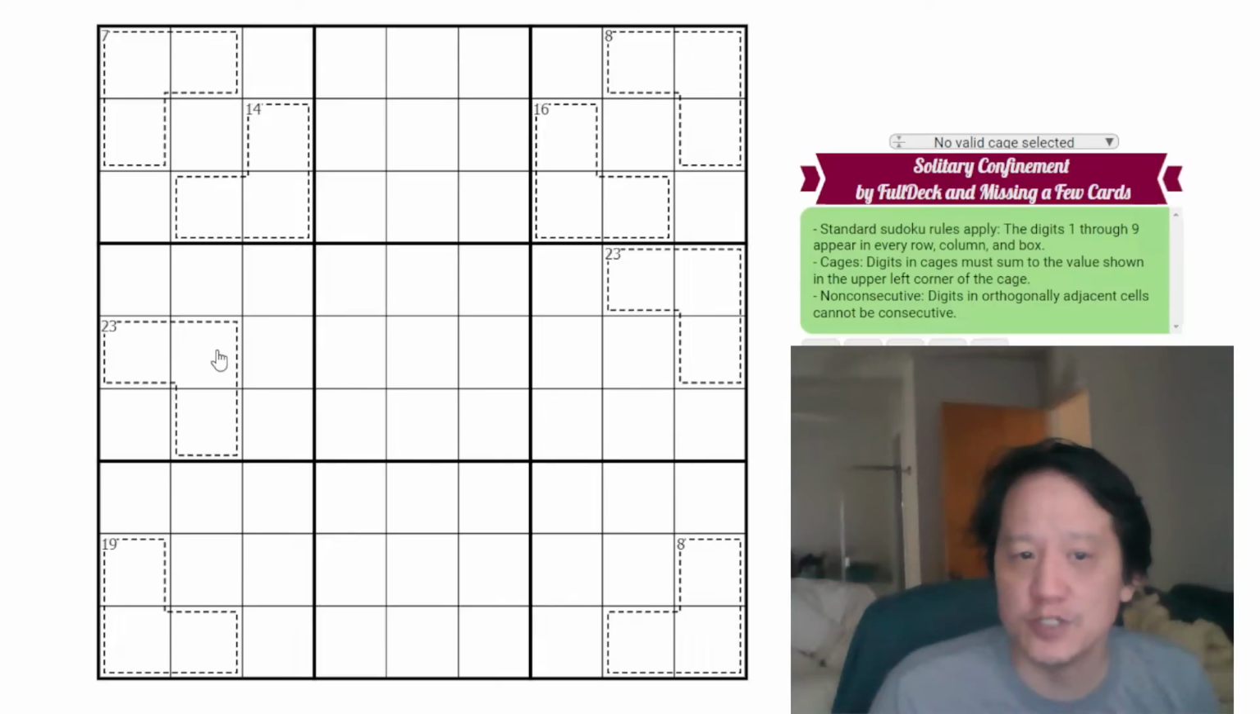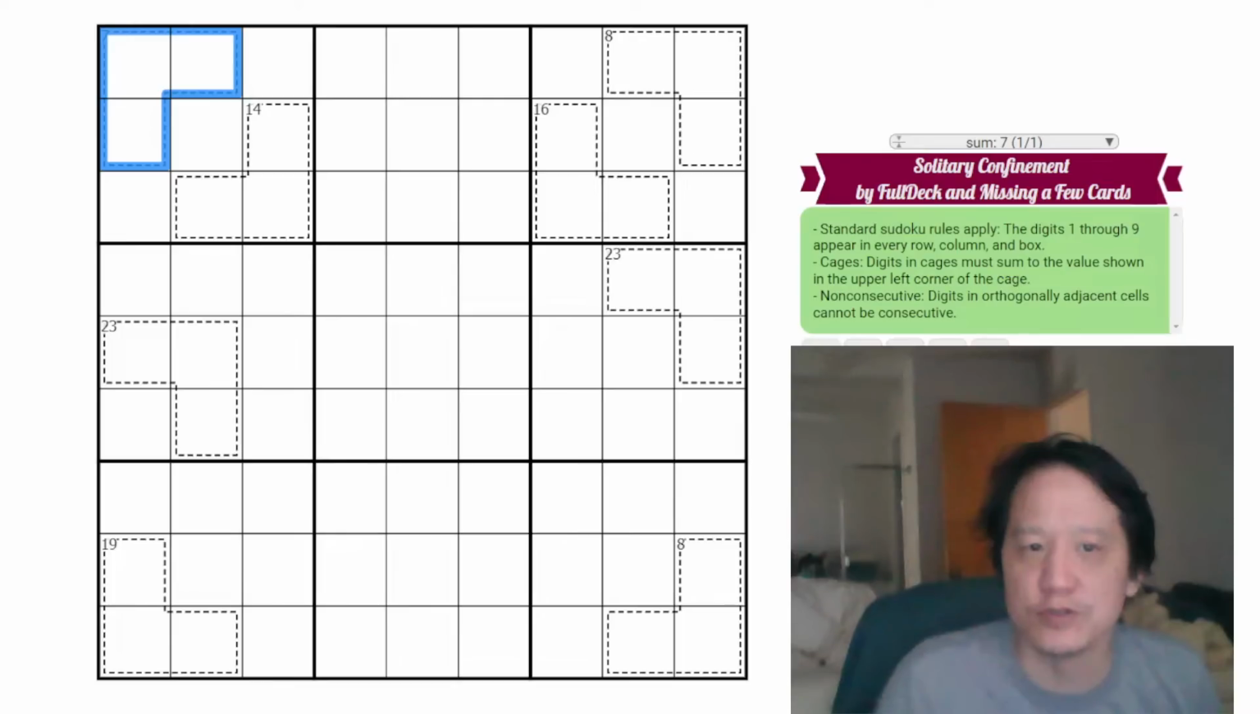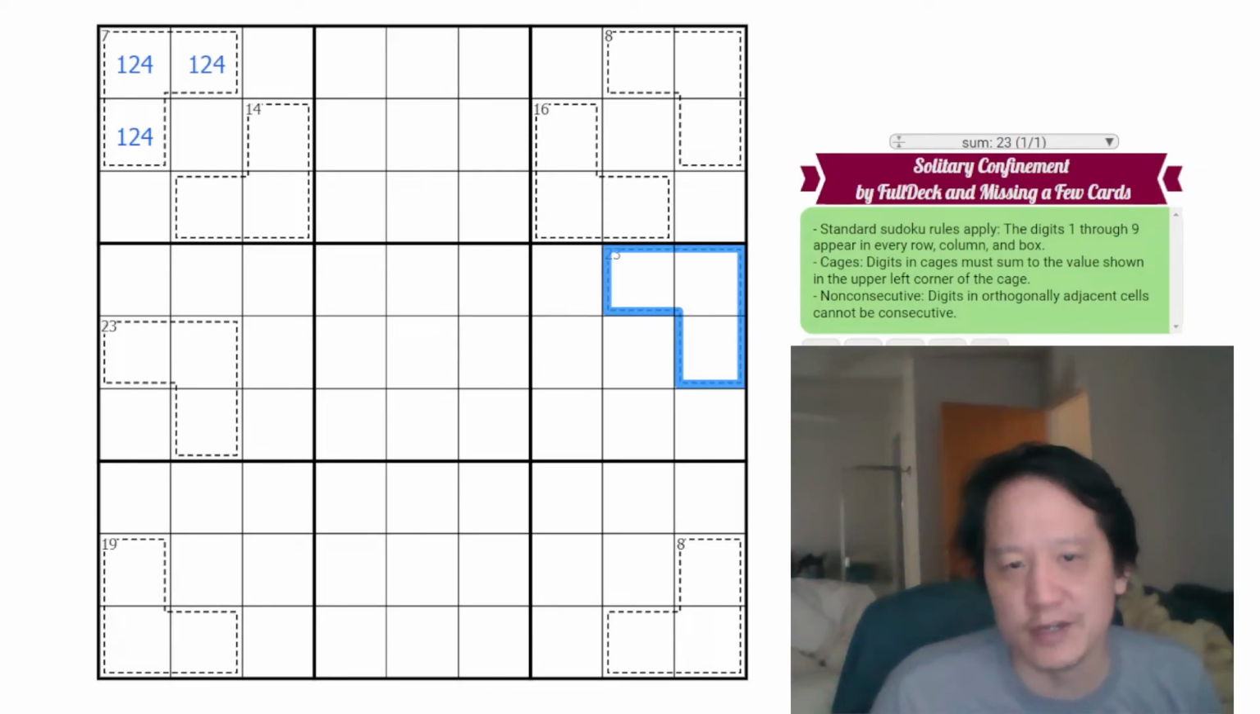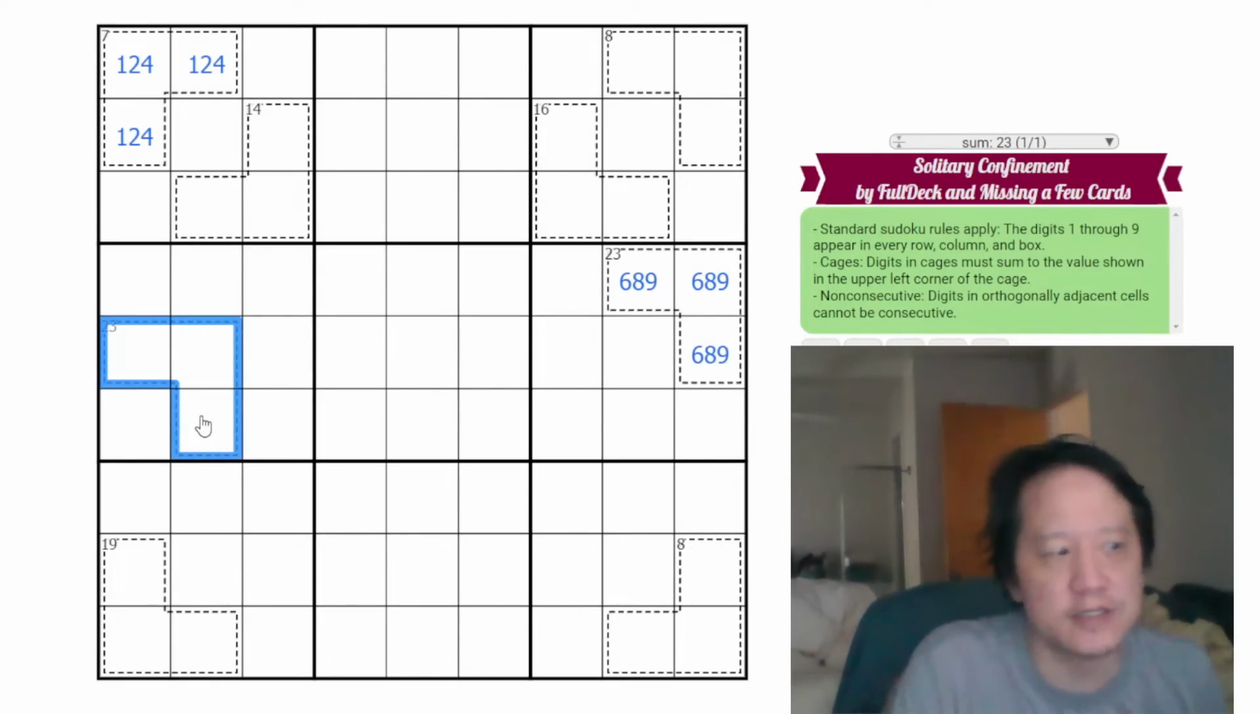Okay, simple thing about cages. If there's 3 digits that add up to 7, it has to be 1, 2, and 4. So those are 1, 2, and 4 specifically. If there's 3 digits that add up to 23, it has to be 6, 8, and 9. So this is 6, 8, 9. This is 6, 8, 9.